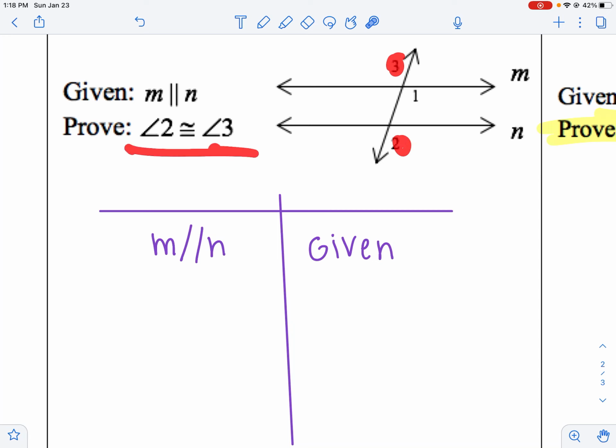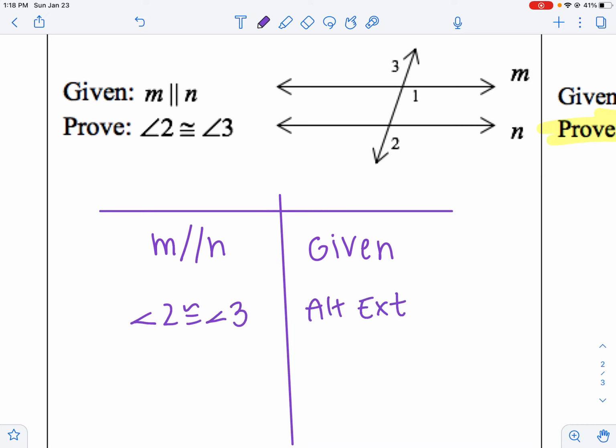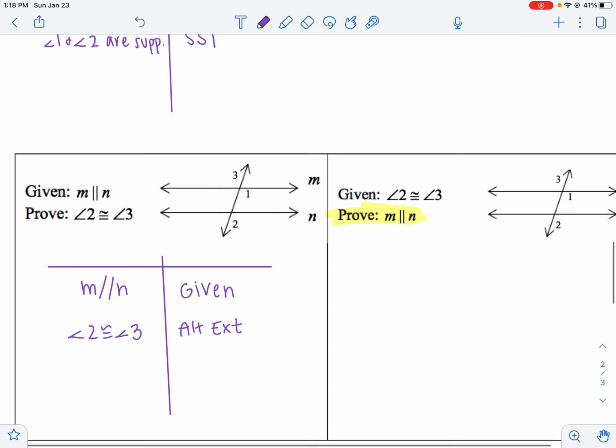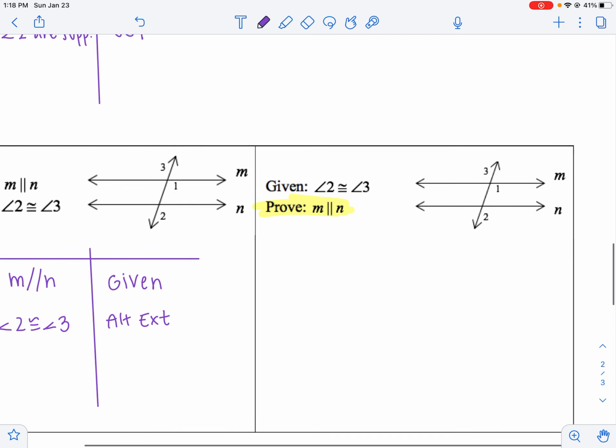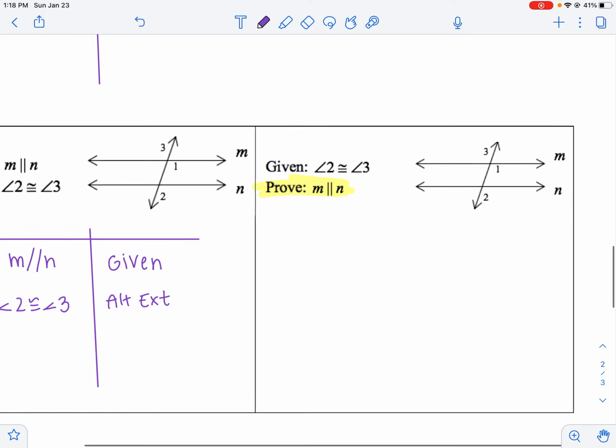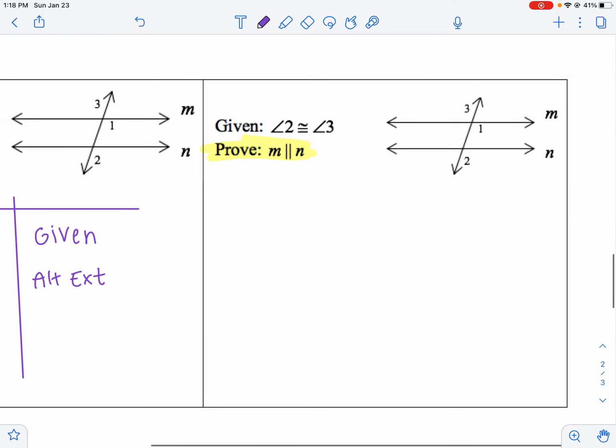They are alternate exterior, and alternate exterior angles are supposed to be congruent, which it says that they are. So here's my proof. Yeah, angle 2 is congruent to angle 3 because they're alternate exterior. And that's the extent of my proof. I'm done with it. Just those 2 lines done. I want you to pause and see if you could do this last one on your own. I'll give you a hint and tell you that it should only be 2 lines. You should only have 2 lines in this proof.